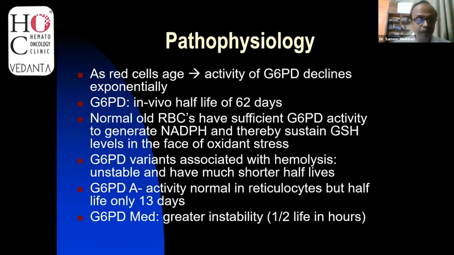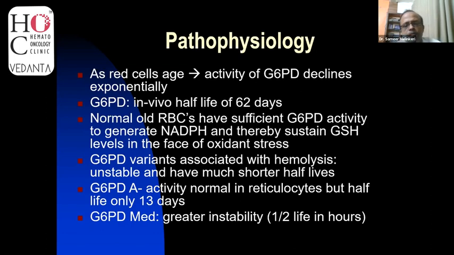So what's the pathophysiology? As I said, RBCs are born with whatever material they get at birth. They have to live with that. As the red cells age, the activity of G6PD declines exponentially because it gets utilized, so aged RBCs will have a lesser amount of G6PD within them. The in vivo half-life of G6PD is only about 62 days. Normal old RBCs will have sufficient G6PD to generate NADPH and therefore sustain the GSH, that is the glutathione levels, in the face of oxidant stress.